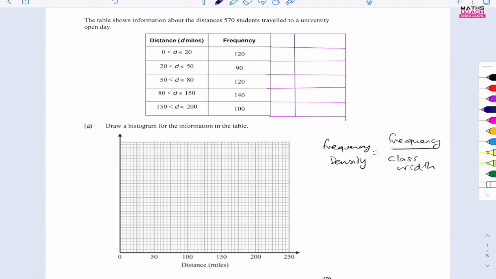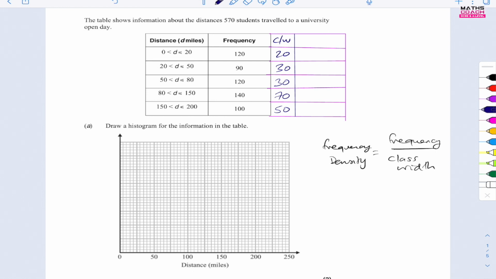Let's call this column CW, so the class width. Now, where do we get the values for here from? We get the values from these class widths. The first one, we've got a gap of 20, so the class width is going to be 20. The next one, from 20 to 50, the class width is going to be 30. The next one after that, 50 to 80, is a class width of 30 again. The next one is 80 to 150, so a class width of 70. And the final one has a class width of 50.